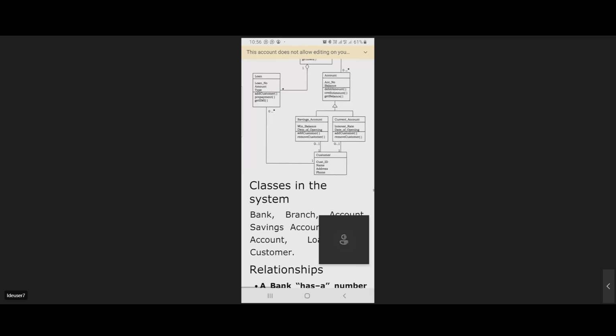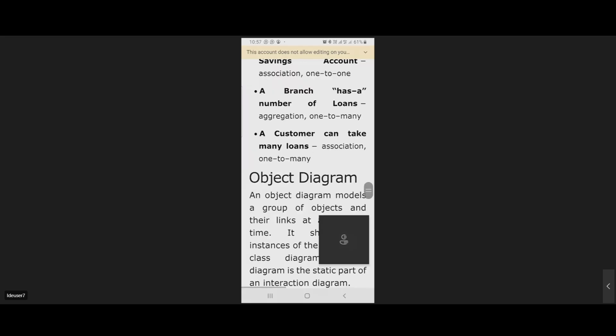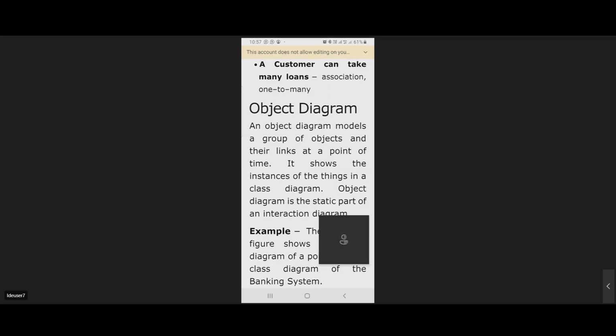From the class account, two classes have inherited, namely savings account and the current account. A customer can have one current account, an association 1 to 1. A customer can have one savings account, again association 1 to 1. A branch has a number of loans, therefore it is an aggregation 1 to many. A customer can take many loans, therefore association 1 to many. Now the same thing, we are going to draw as the diagram for the objects.